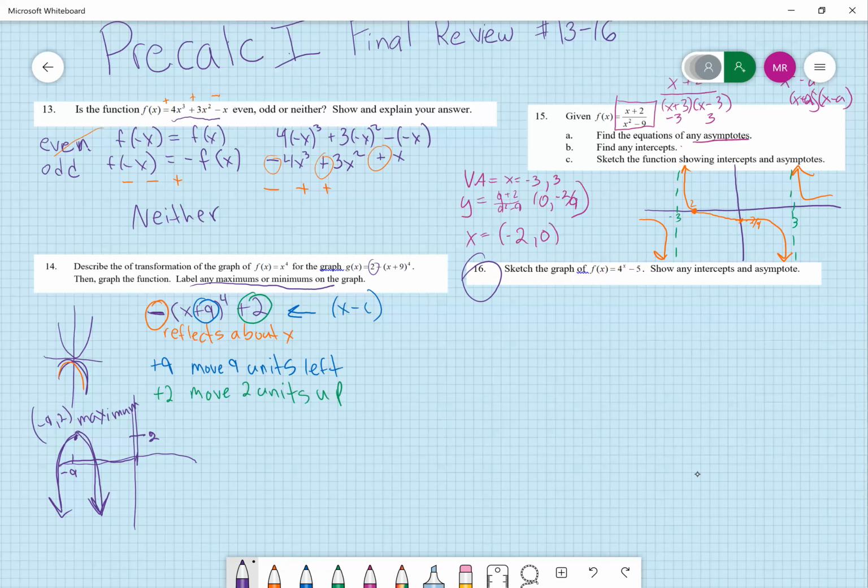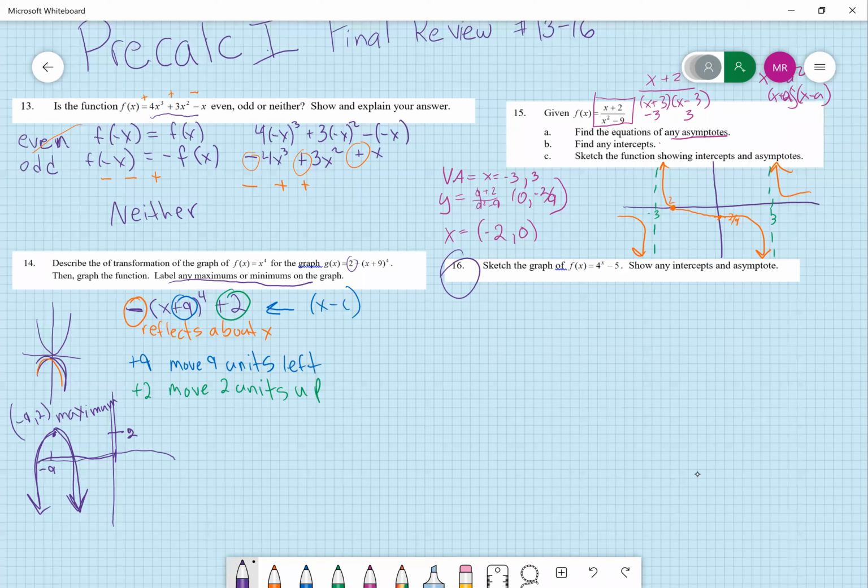We sketch the graph of f of x, where f of x is 4 to the x minus 5. So we need to show any intercepts or asymptotes. Okay, let's see what we can do. Let's try intercepts first. Let's do our y-intercept. With our y-intercept, our x is equal to 0. That gives us 4 to the 0 minus 5. Anything to the 0 is 1. So 1 minus 5, we get that our y-intercept is negative 4. Okay, that we can work with.